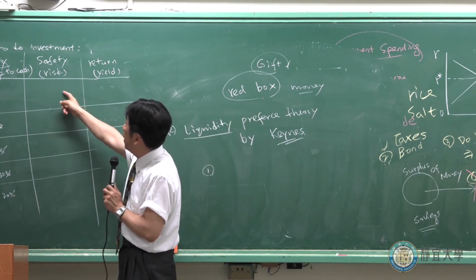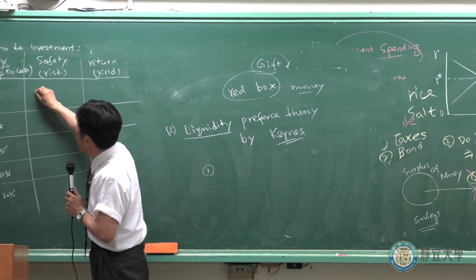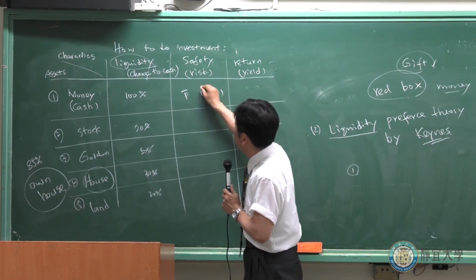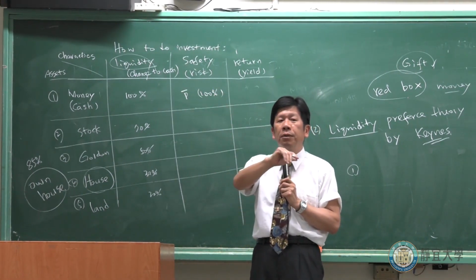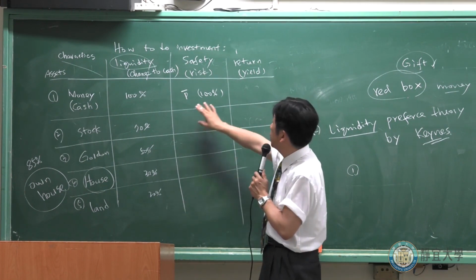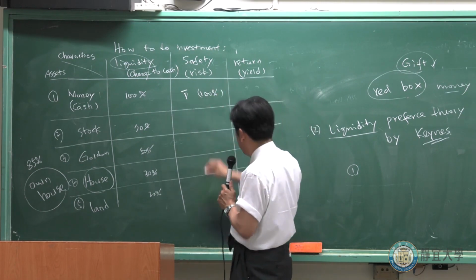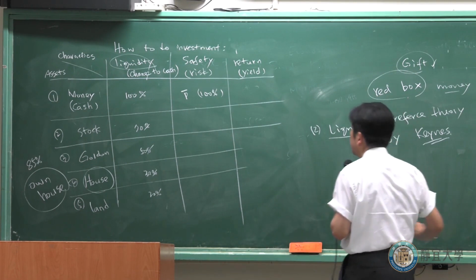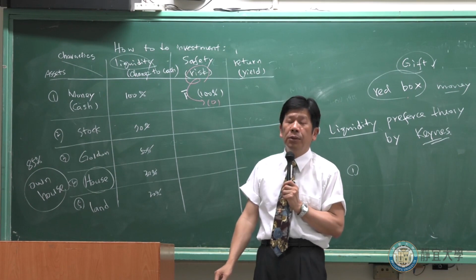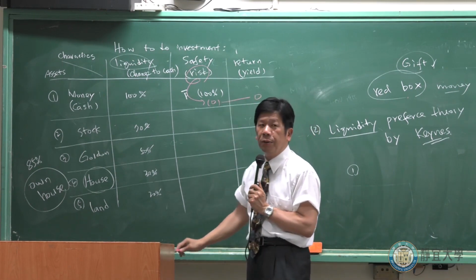And here we also look at safety. If the price is constant, then the safety is 100%. We make the assumption of no inflation, okay? So this is the safety. Safety means the risk is zero. So no risk, no return. The return is also zero.